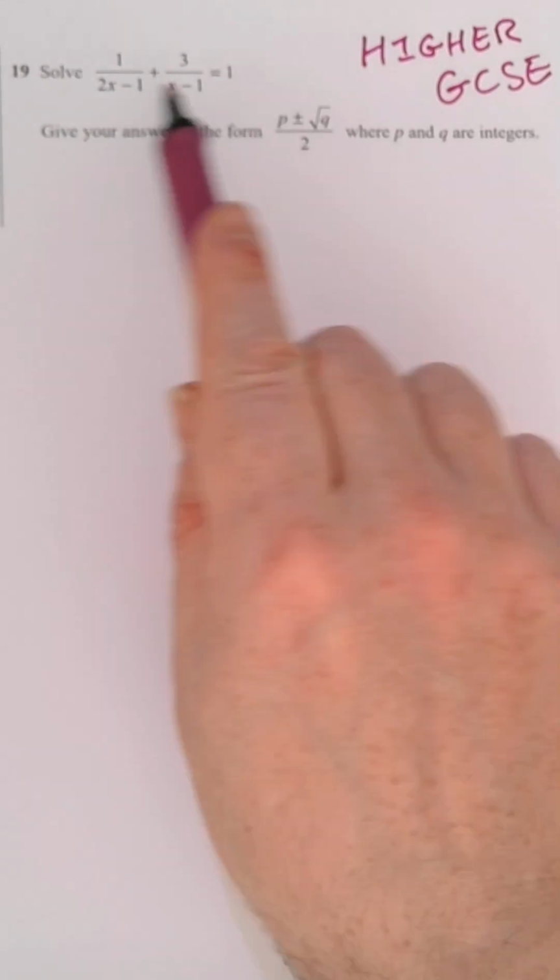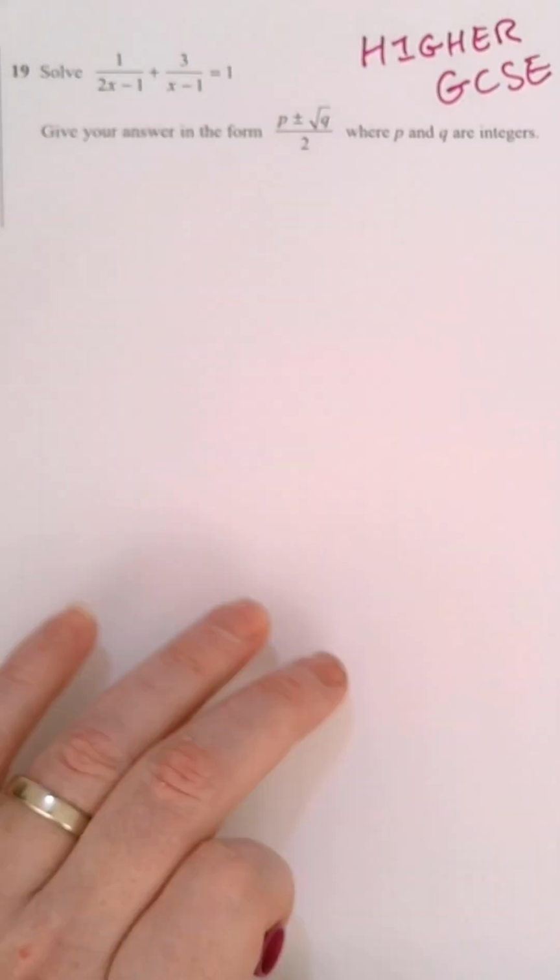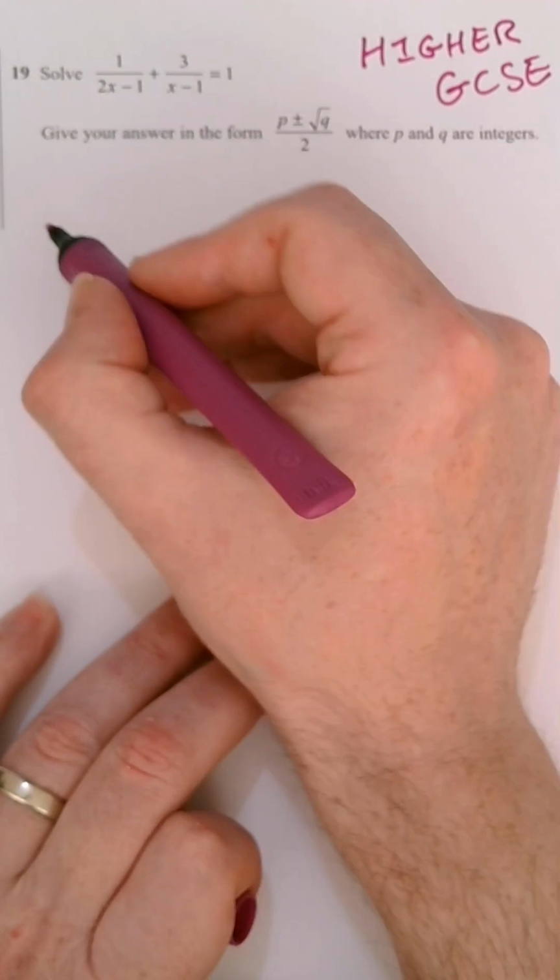Let's get started then. So we've got this algebraic fractions here to solve. We could start by doing a common denominator, but I think it's best to get rid of these fractions by multiplying them by 2x minus 1 and multiplying by x minus 1. So let's have a go.